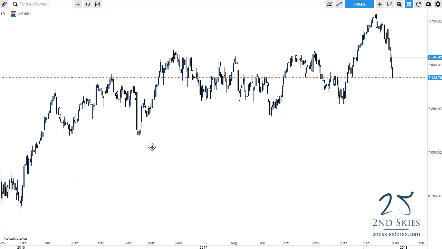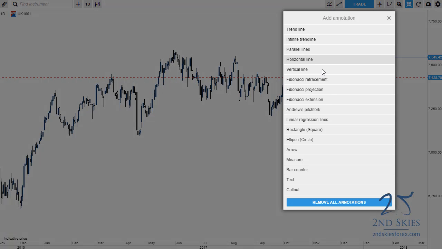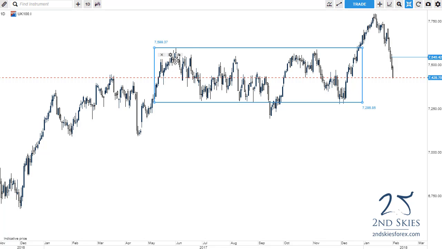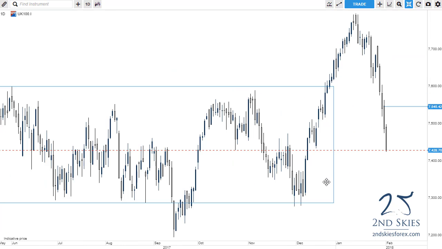Now for this one, what I'd like to do is mark this structure here. So you see that there is this corrective structure that we had been in since May of last year. So Q2, Q3, Q4, all of last year, several months we were stuck between 72.25, 72.5, and 76. Towards December, though, we had a very bullish impulsive run. We broke out of it, just climbing. It went to about 78, and then the market started to sell off.